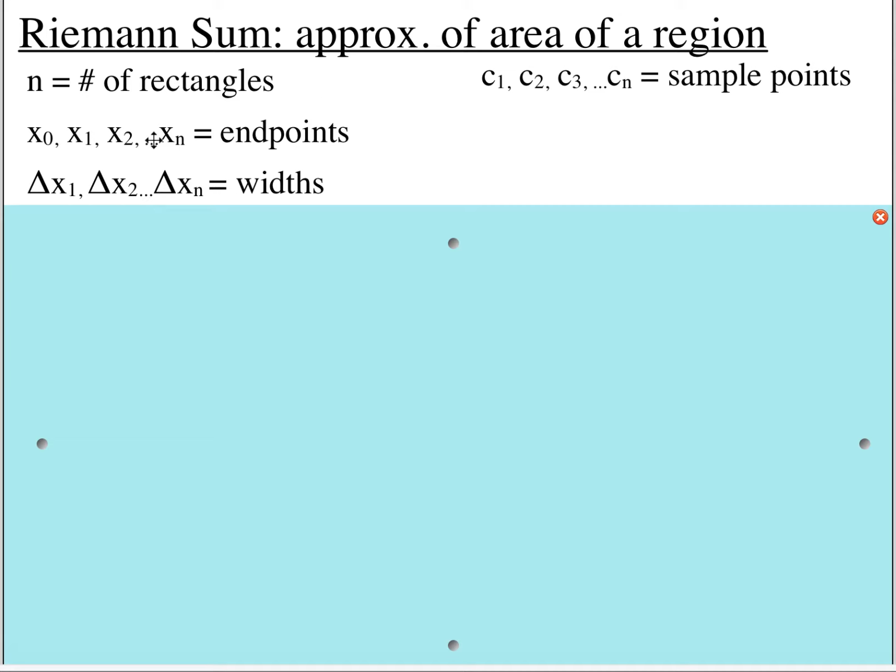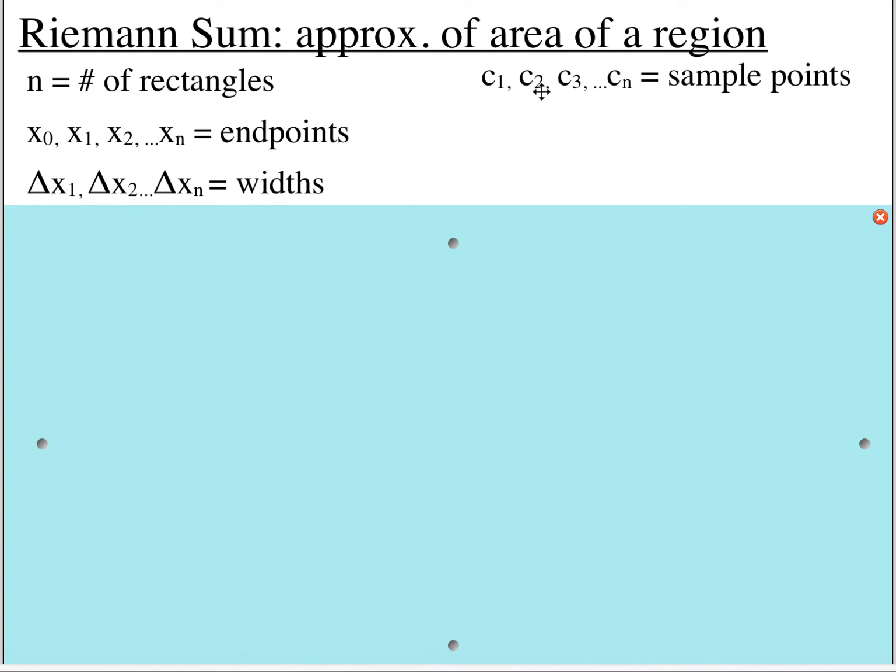region, the area. X sub 0, x sub 1, x sub 2, these are our endpoints, meaning the left and the right of each rectangle that we're going to use. Delta x is the same that we used for trapezoids. Delta x should be the same if you're using an equation or a graph. These might be different if you're using a table.